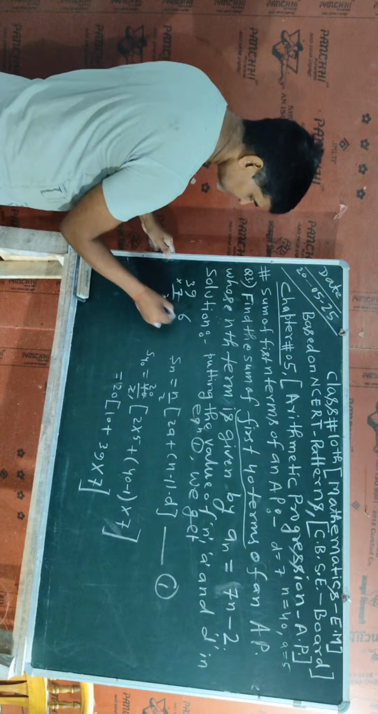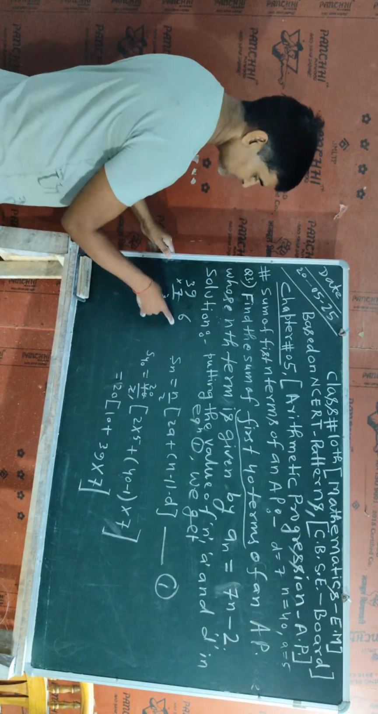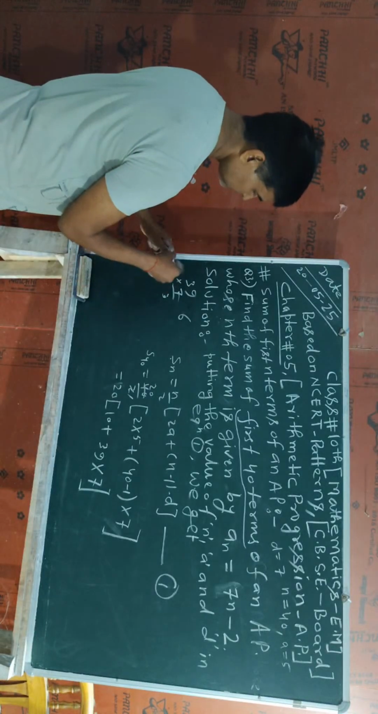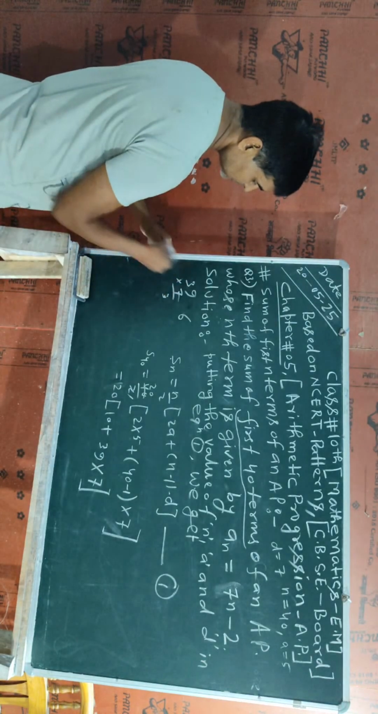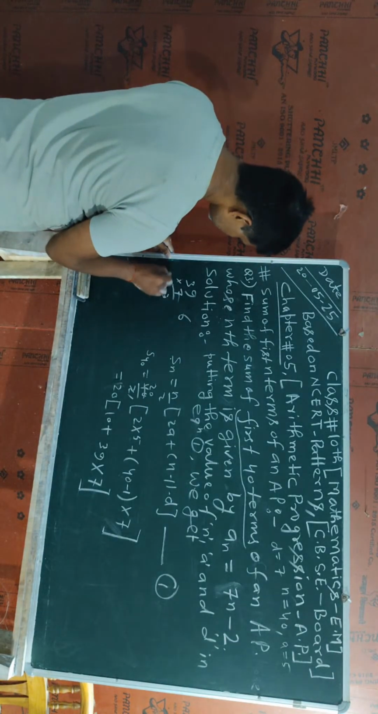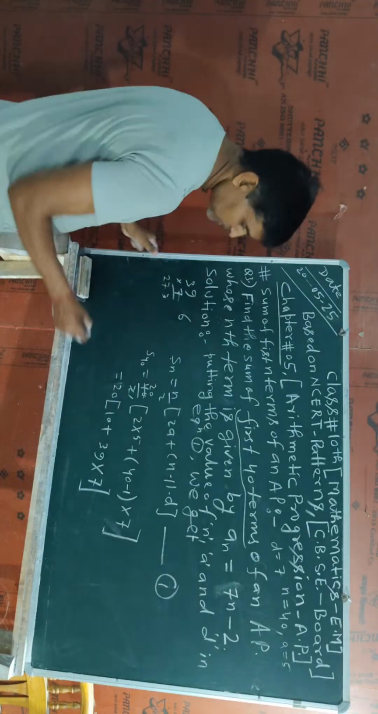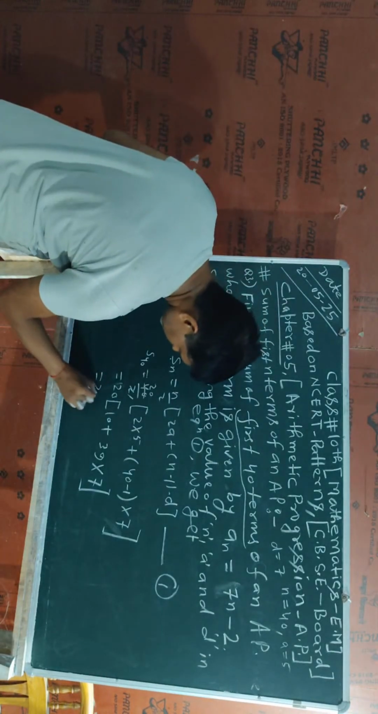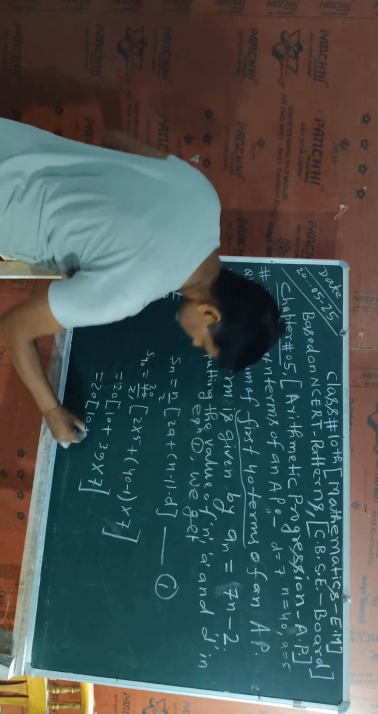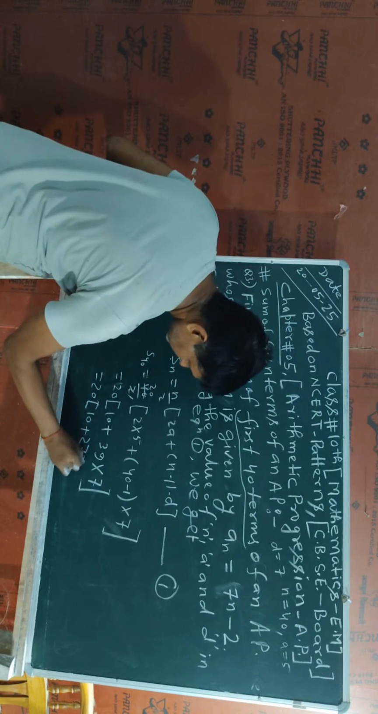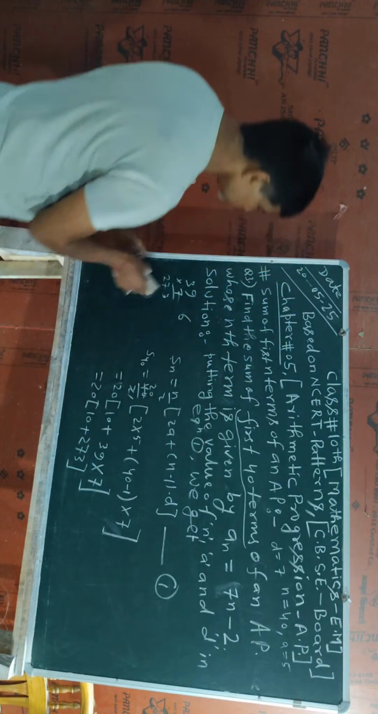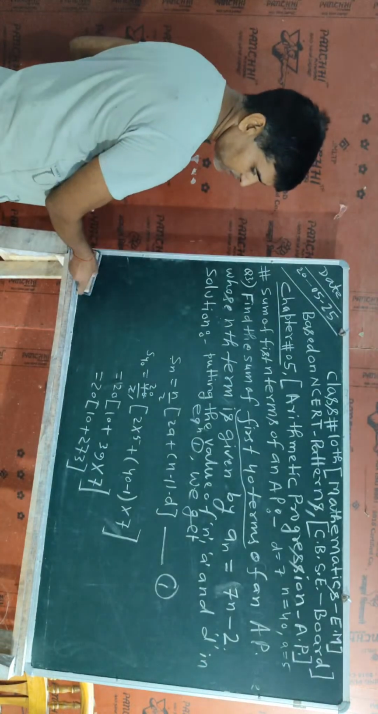9 7s are 63, so 3 will be here, and 6 will be carried. 7 3s are 21, and 21 plus 6 is 27. So here I will write 20 plus, in the bracket, I have to write 10 plus 273. Okay students, so further I will also simplify. After simplifying, I will write.